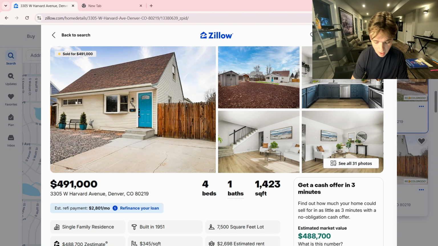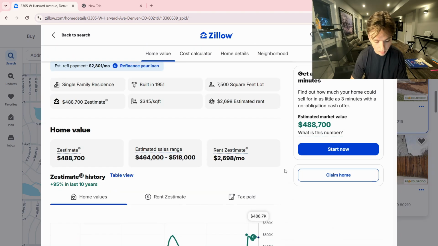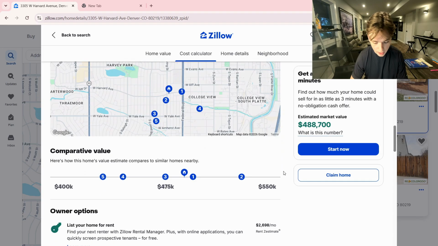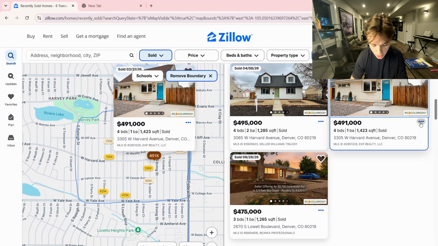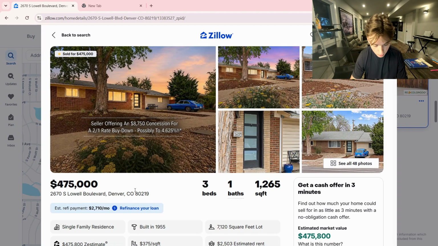This would be probably my main comp when I'm presenting it to a cash buyer. So this one sold for $490, and I think this would probably be pretty much ARV. It's really that simple. This one sold for $475, 1265 square feet.